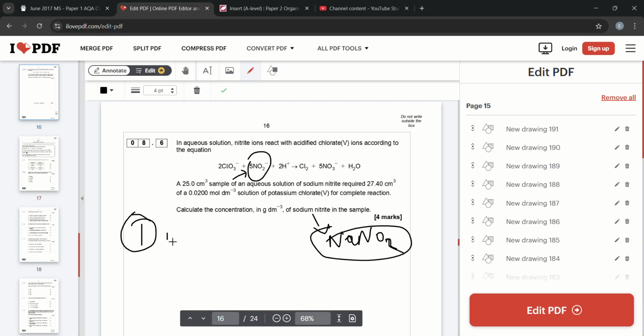So first things first, we're going to have to find out the moles of the chlorate ions. So the moles of this, well, it's going to be mass. No, we're not going to do that. We're going to do concentration times by volume. Let me just read it again properly. 0.0200 times by 27.40, but we need moles per dm³, so divide by 1000.